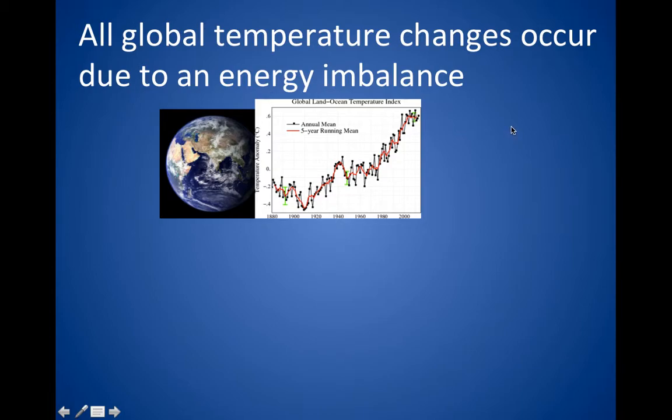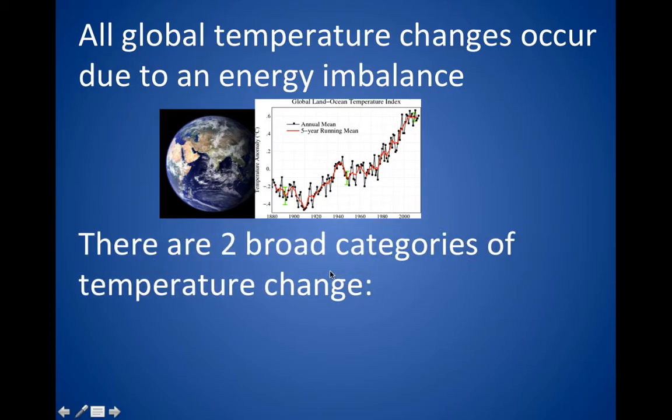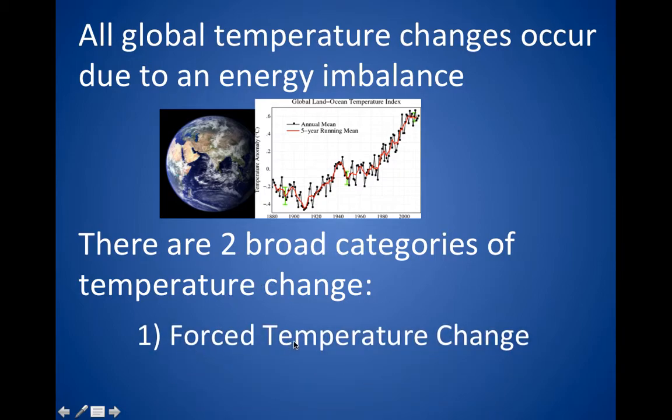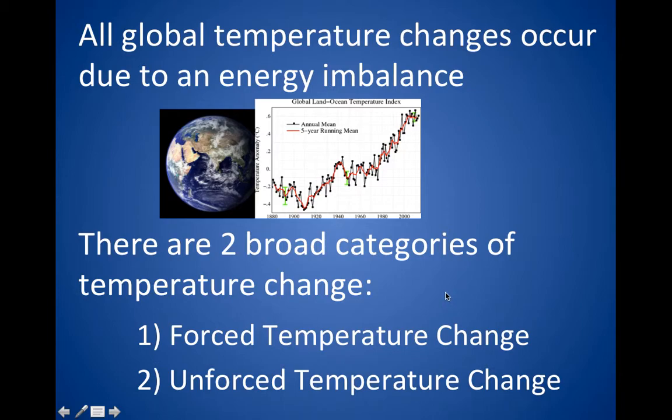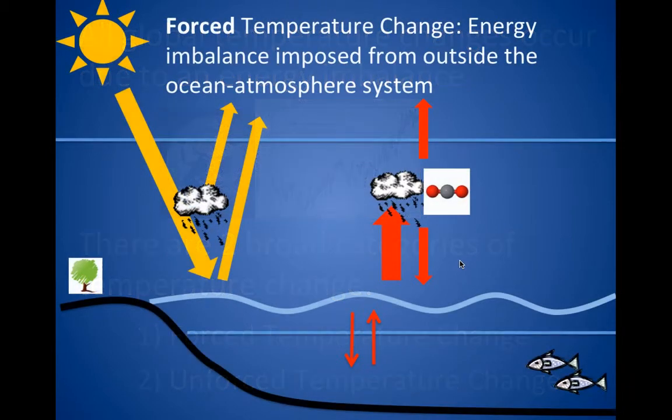And now the second point of this second video is to break temperature changes down into two broad categories. So these categories of temperature change are forced temperature change and unforced temperature change. So I'm going to explain the difference between these two in terms of our diagram again. So forced temperature change means that the energy imbalance, so all temperature changes are due to an energy imbalance, so we already have that down. So the energy imbalance is imposed from outside the ocean atmosphere system in a forced temperature change. So what does that mean?